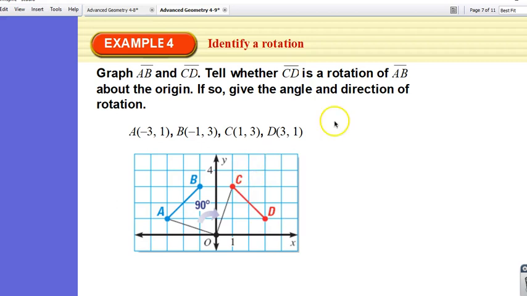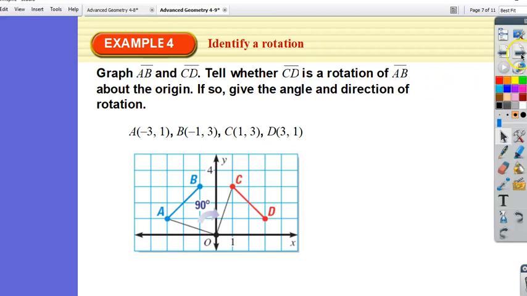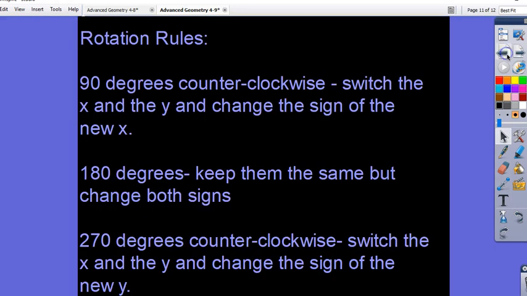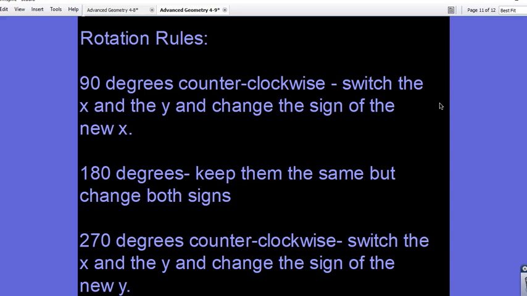So the easiest way to do a rotation is your rotation rules. I'm going to fast forward this to our rotation rules so that you guys can copy them down. The first thing I want you to do is copy this all down, and then we're going to go into depth on exactly what this means and how to do it. So first, copy this down.